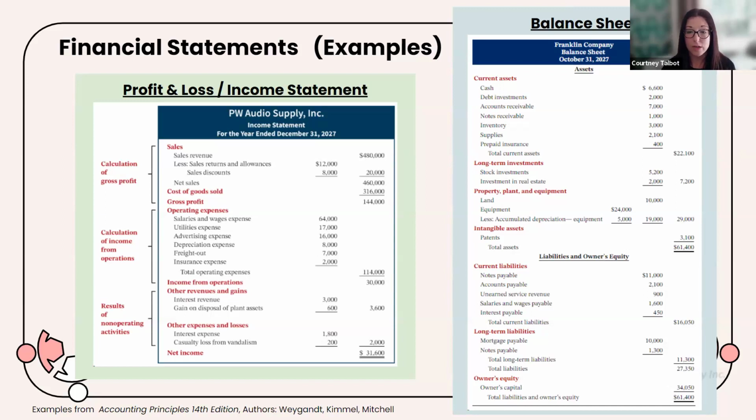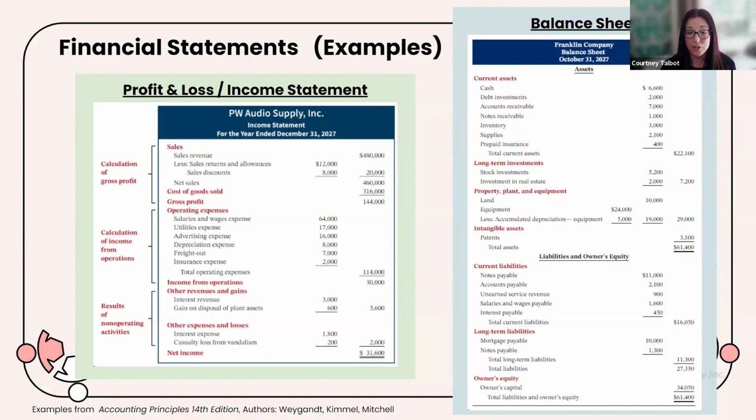Operating expenses are things that are common to a lot of companies: salaries and wages, utilities, advertising. Depreciation expense is on here, but I want to point out that it is a non-cash expense. So when we look at the cash flow statement, you will not see depreciation, but it is an expense that needs to be accounted for.